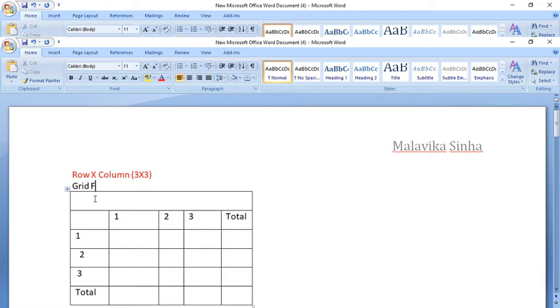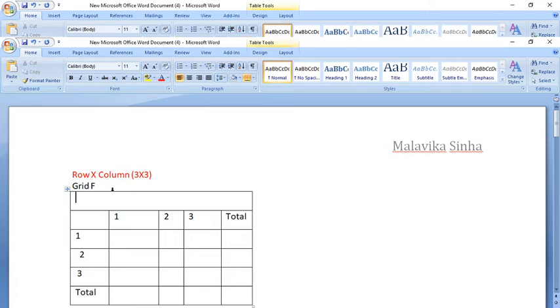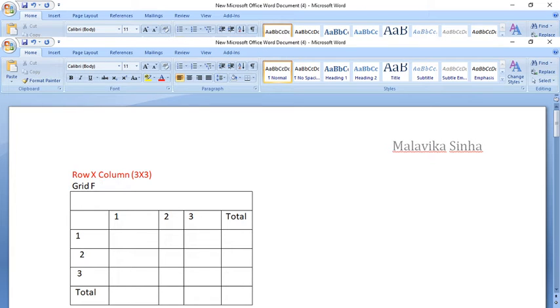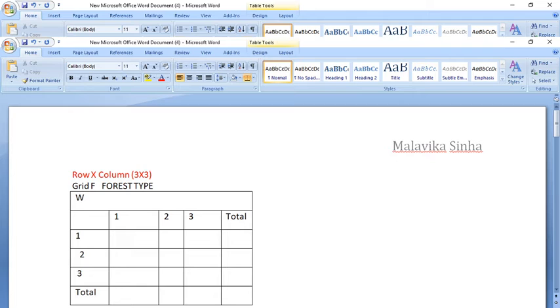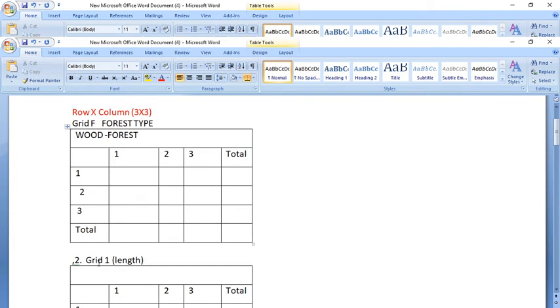Grid F, suppose grid F, we are preparing for forest type, and among the forest types, the first one is the woody forest, or woody tree forest. Okay, then this is the row 1 2 3, and this is the column 1 2 3. And second thing, we have to prepare 4 tables for the grid number F, and we have to prepare 4 tables for the grid number K.